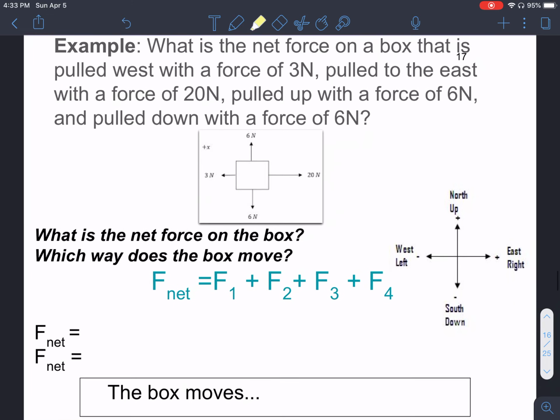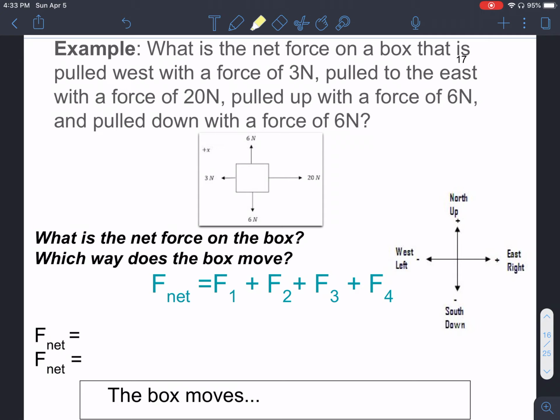All right, why don't you guys try this one out? What is the net force on a box that is pulled west with a force of 3 newtons, pulled to the east with a force of 20 newtons, pulled up with a force of 6 newtons, and pulled down with a force of 6 newtons? And the diagram is right below the question. Pause the video and calculate what the net force is for this box, and then identify where the box is going to move. Don't forget to use the different directionals and apply the correct positive or negative depending on the direction it is going. So pause your video now.